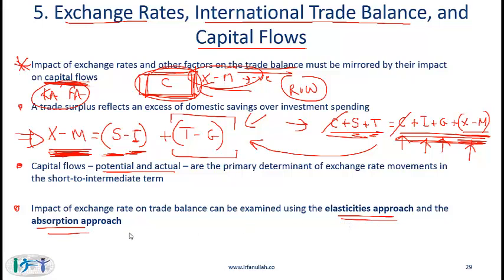The impact of the exchange rate on the trade balance can be examined using the elasticities approach and the absorption approach. The point here is that if the currency either appreciates or depreciates, what is the impact on the trade balance of a country? And that impact can be evaluated using these two approaches. These might seem a little bit complicated, but they connect very well with material that you have seen earlier, which is why I think this is important.